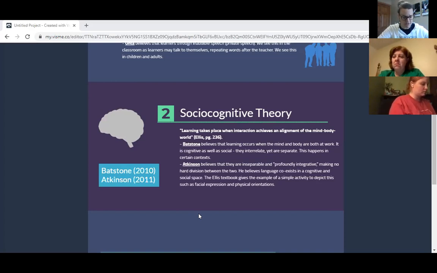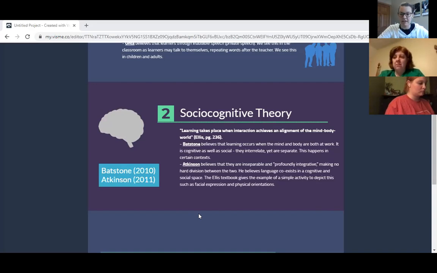Unlike Batstone, so this is the next paragraph down, and also unlike sociocultural theory, Atkinson rejects a view of learning as something that begins in the social world and then ends up in the learner's head. There is no such thing as internalization in Atkinson's theory. Learning is purely an external phenomenon.